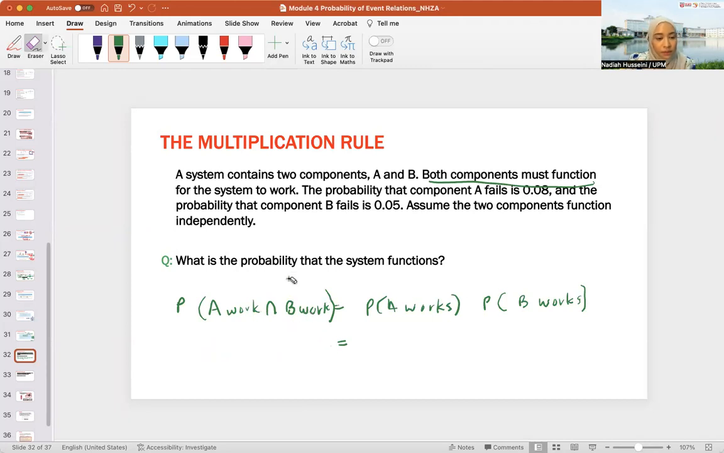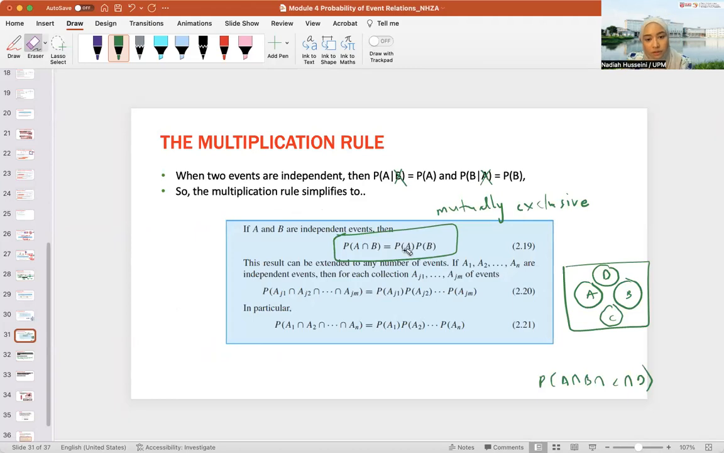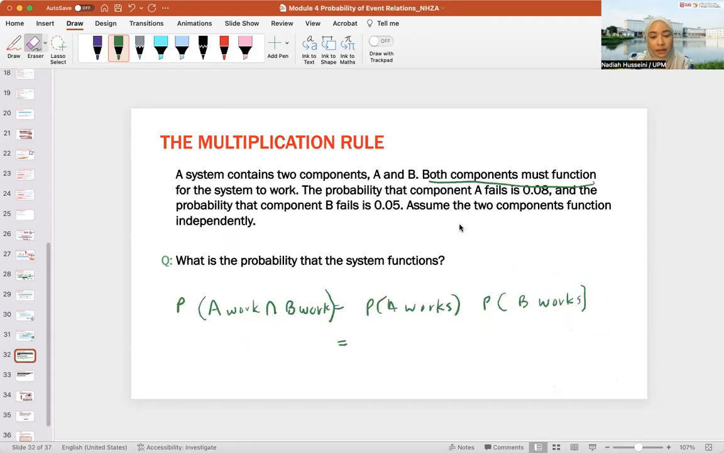So A intersect with B, both are independent events. Now look back at the equation that we talked about just now. If we want to know the intersect of A with B, we multiply them given that they are independent events. They are independent, right? So we just multiply. P(A works) with P(B works). Now, how do I find the probability of A working, given that I know the probability of A fails?